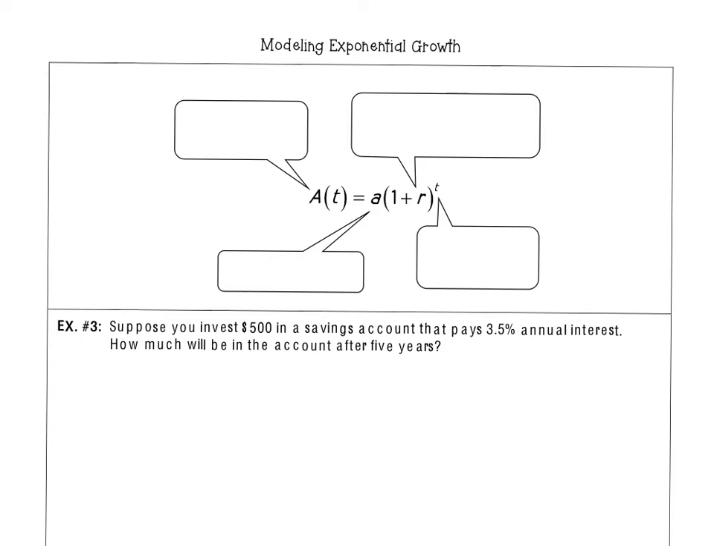So your A of T is going to be your, well, actually, let's start here with A. We're going to start here with A, and we'll get to this A of T. So let's start here with A. That's your initial amount that you invest. So initial amount, and oftentimes we call this principal.